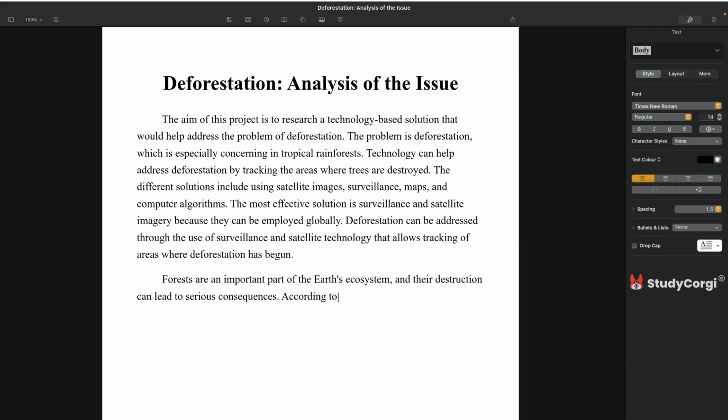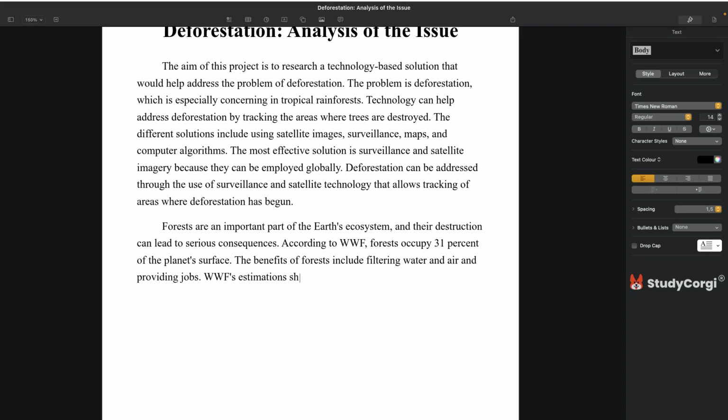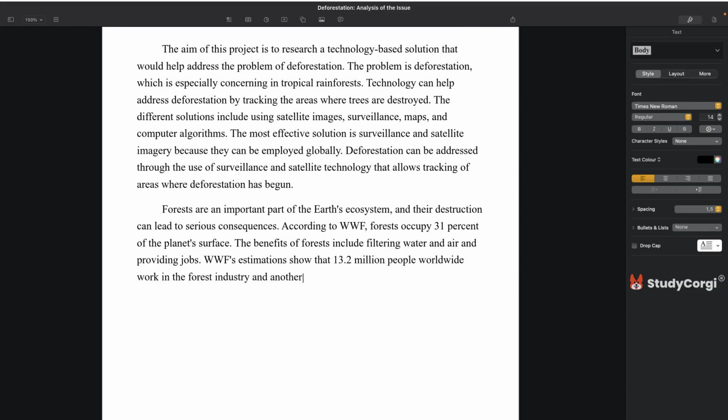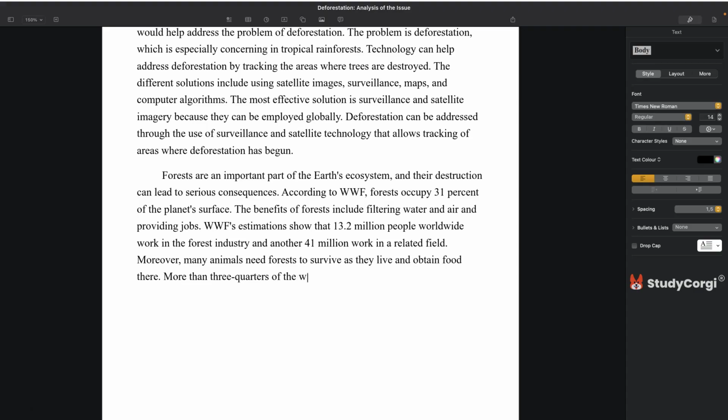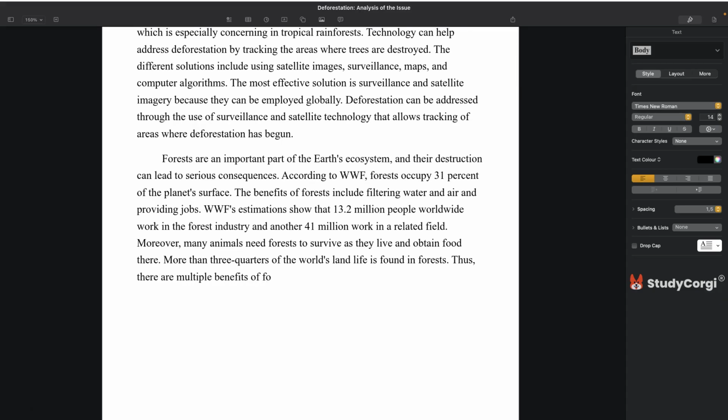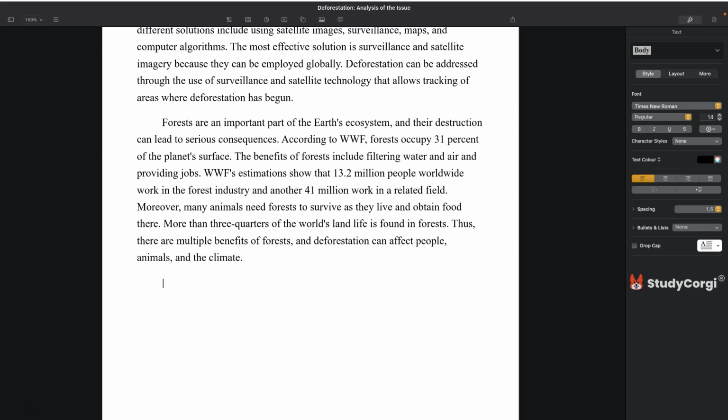According to WWF, forests occupy 31% of the planet's surface. The benefits of forests include filtering water and air and providing jobs. WWF's estimations show that 13.2 million people worldwide work in the forest industry and another 41 million work in a related field. Moreover, many animals need forests to survive as they live and obtain food there. More than 3/4 of the world's land life is found in forests. Thus, there are multiple benefits of forests, and deforestation can affect people, animals, and the climate.